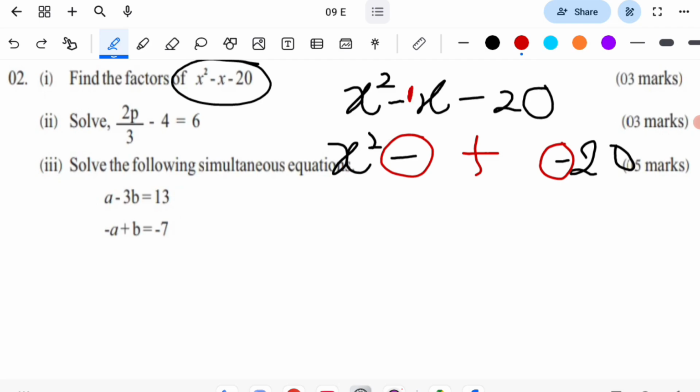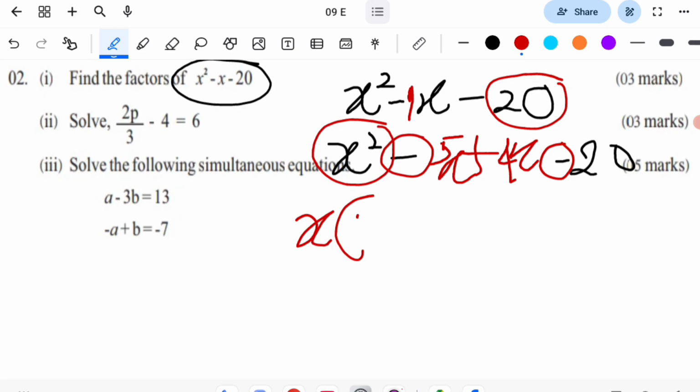The difference should be 1. The product should be 20. Then we can get 4 into 5. We have to write the large term first: 5x, 4x. Then we can get the common factor for the first two terms, x. x squared divided by x is x, minus 5x divided by x is 5.